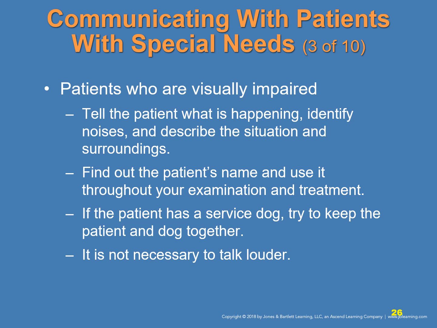Communicating with patients who are visually impaired. Look for signs that suggest the patient may be visually impaired. Tell the patient what is happening, identify noises, and describe the situation and surroundings, particularly if you move the patient. Learn the patient's name and use it throughout your examination and treatment, just as you would with a sighted patient. If the patient has a service dog, try to keep the patient and dog together.